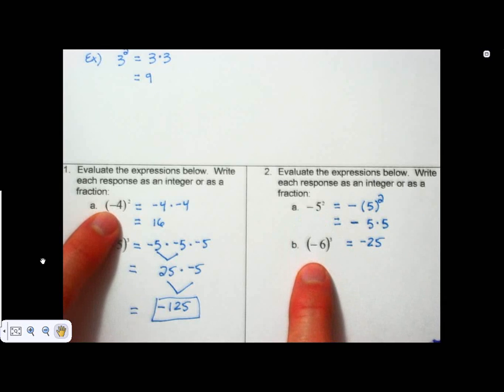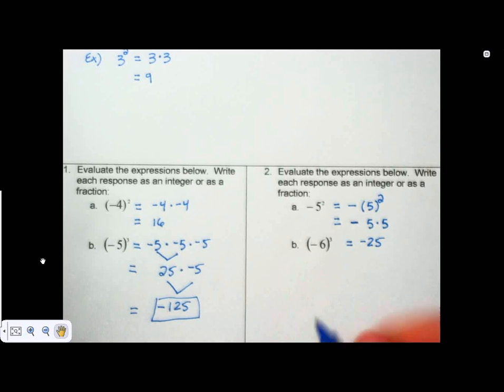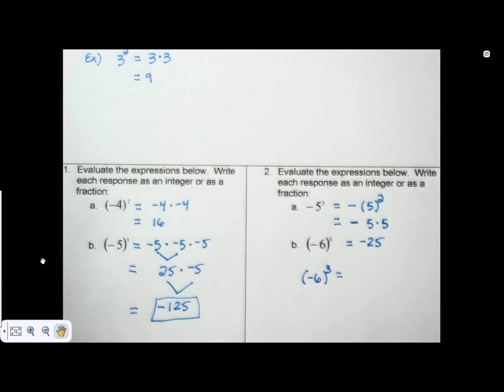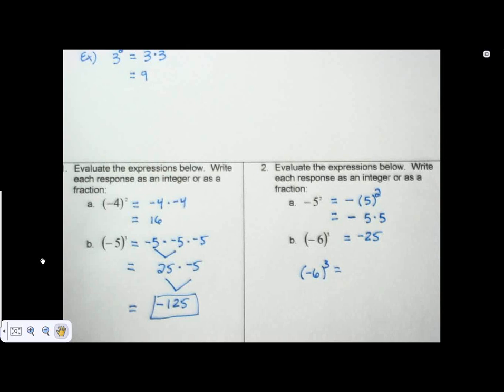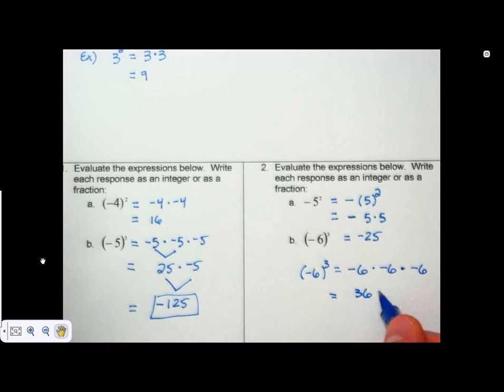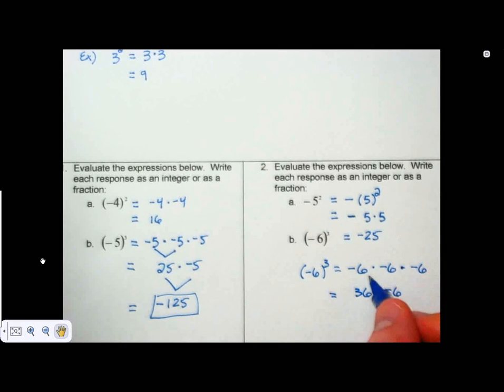Okay, I want you to try 2b. Pause the video and then restart it when you're ready. Okay, so for 2b, again, this time the number's inside the parentheses. So when I write it out as a multiplication problem, we should have gotten -6 times -6 times -6. And if you multiply this out, -6 times -6 is 36. And then 36 times -6 is going to yield -216.